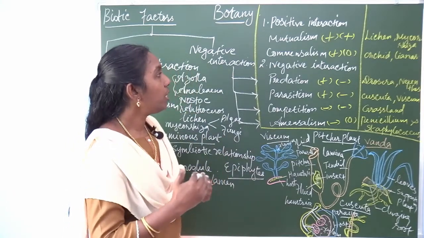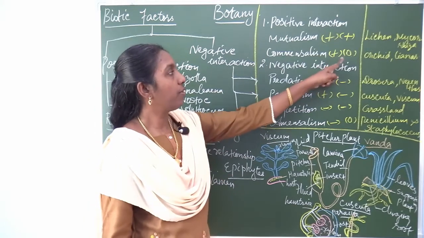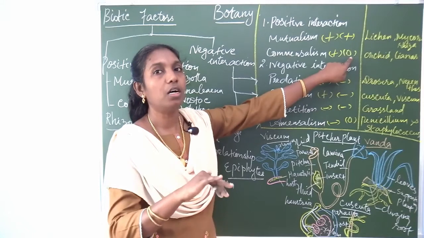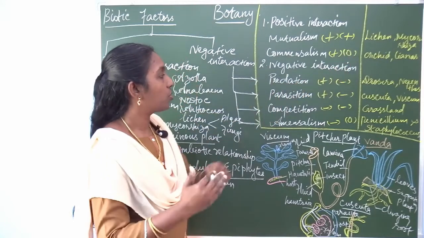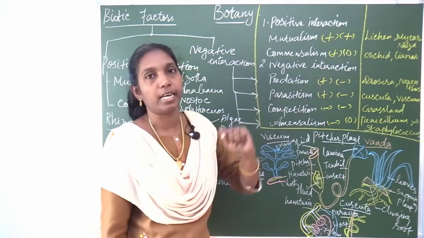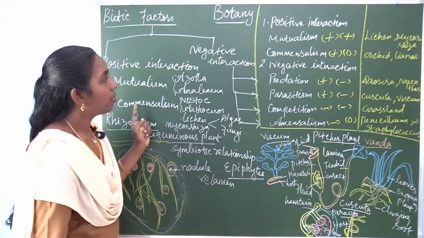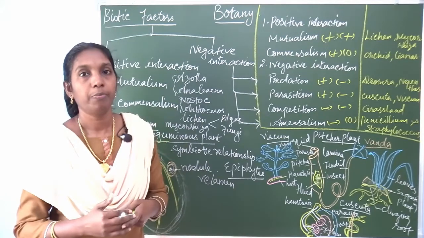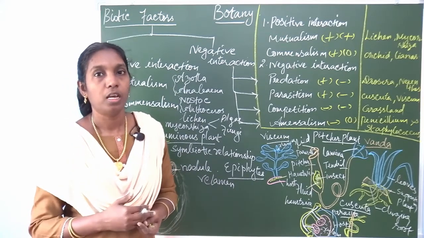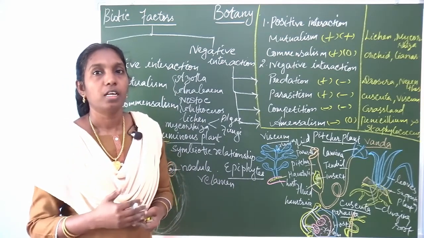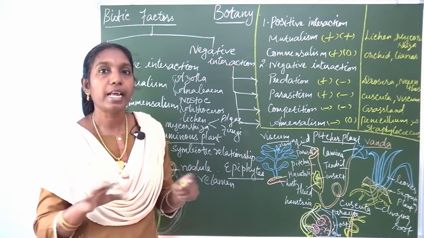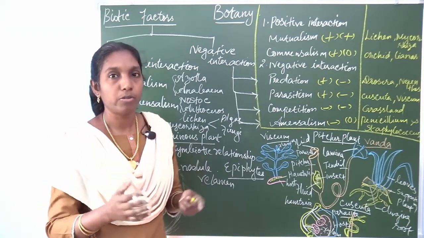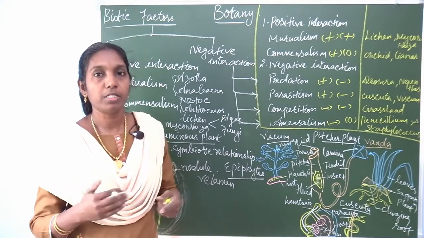So in this mutual relationship, one is benefited and the other is neither benefited nor harmed. Such an association is called commensalism. These are two examples, and other examples of commensalism are herbivores. There are a number of herbivores, goats, camels and cattle. These are grazing and browsing the plants. So many examples you may find.